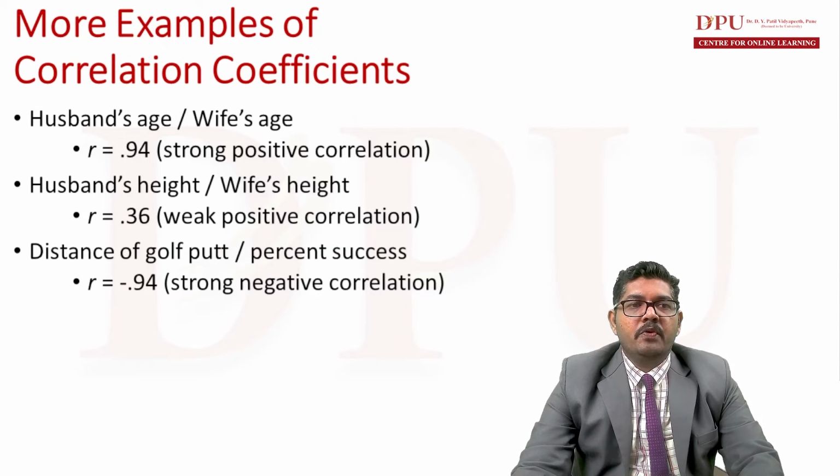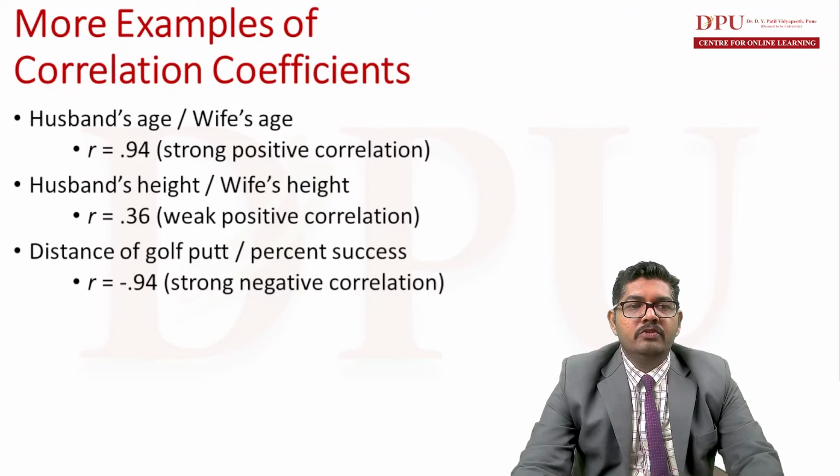More examples of correlation coefficient: husband's age, wife's age. R is equal to 0.94. There is a strong positive correlation. Husband's height and wife's height, so there shouldn't be any correlation between this. R is equal to 0.36, weak positive correlation. And distance of goal putt and percent success, R is equal to -0.94. There is a strong negative correlation.